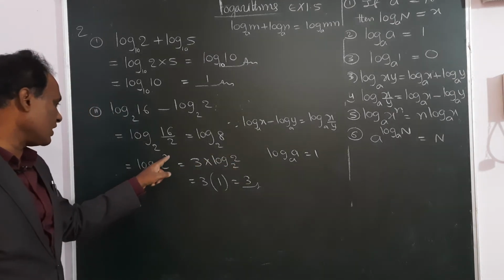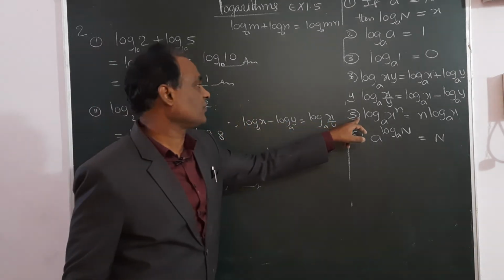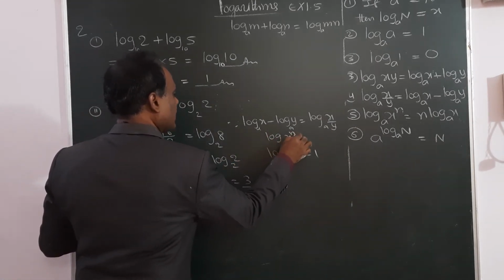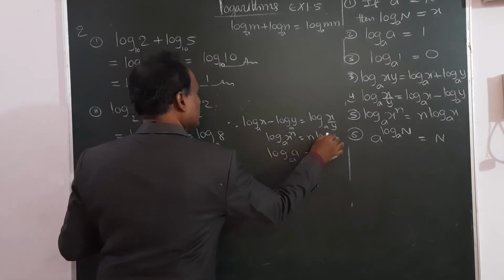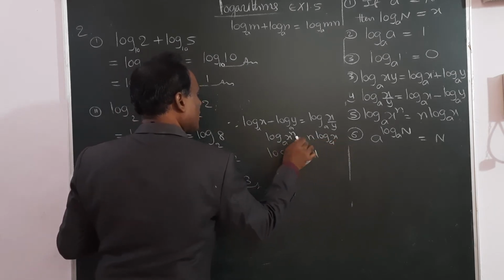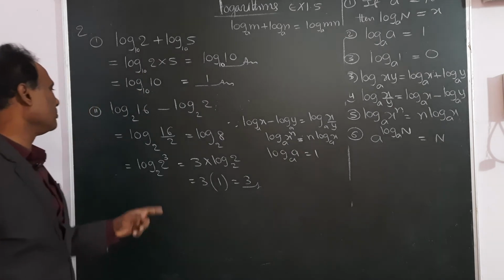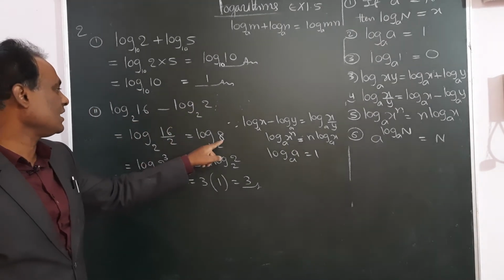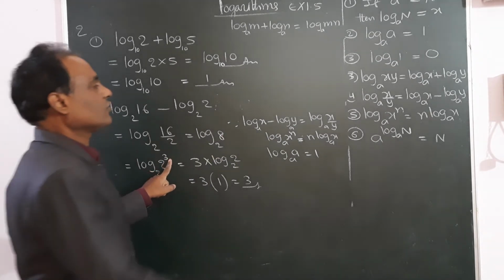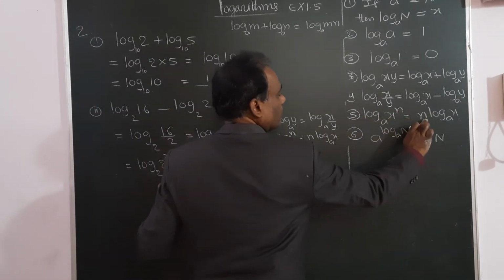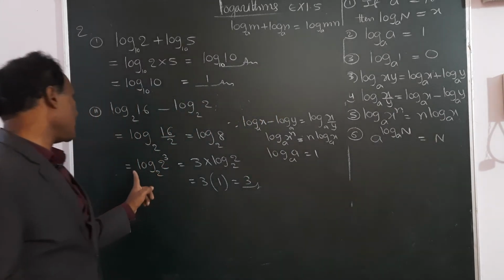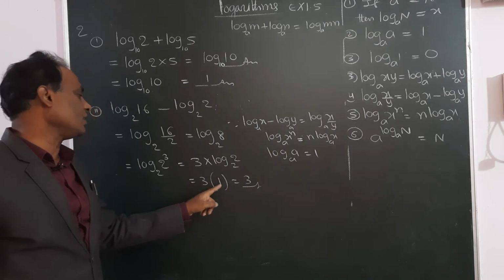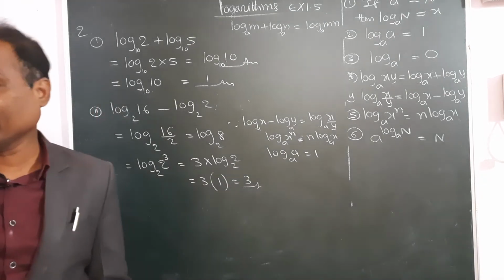And this 2 power 3, the power formula is applied, the fifth formula: log x power n is n into log x. Three formulas are applied in this simple small problem. Log x minus log y is log x by y, 16 by 2 is 8. 8 can be written as 2 cube. Using the power formula, this power will become multiplication. So this 3 will become multiplication into log 2 to base 2. Log 2 base 2 is 1. 3 into 1 is 3. Right. And understand the concept.